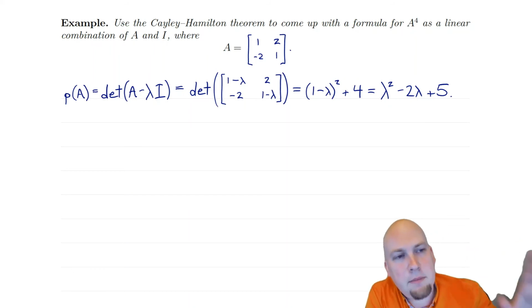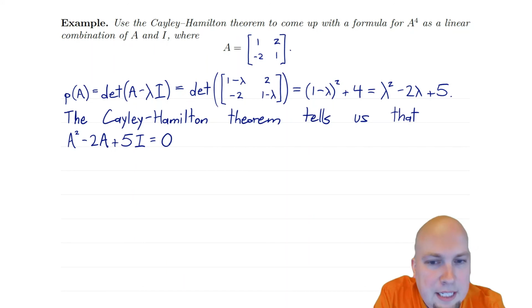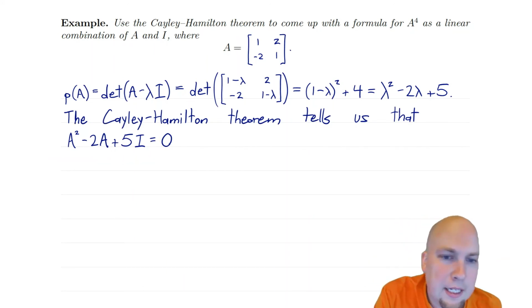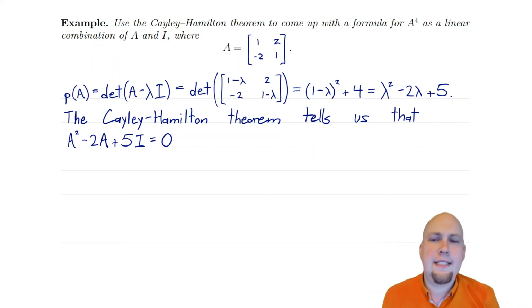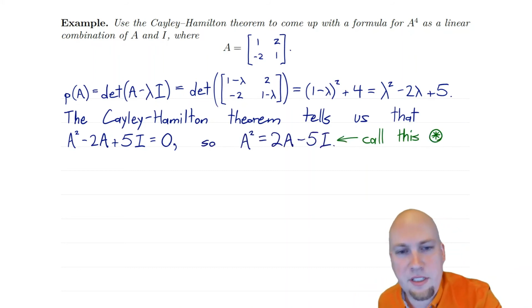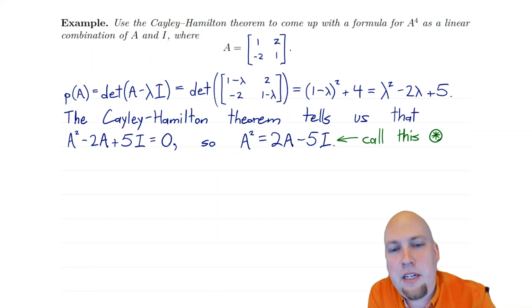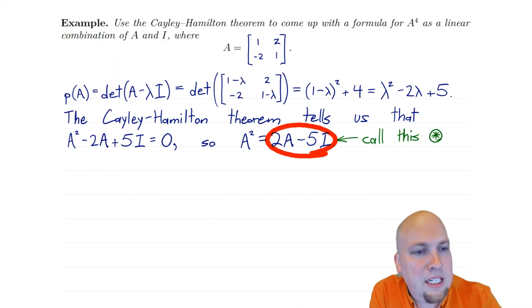So the Cayley-Hamilton theorem then tells us that if I plug A into that, I get the 0 matrix. So Cayley-Hamilton tells me that A squared minus 2A plus 5I equals the 0 matrix. All right, now why is this useful for coming up with formulas for large powers of matrices? Well, because you can rearrange this, right? If I just move these two terms over to the right-hand side, I get A squared equals 2A minus 5I.